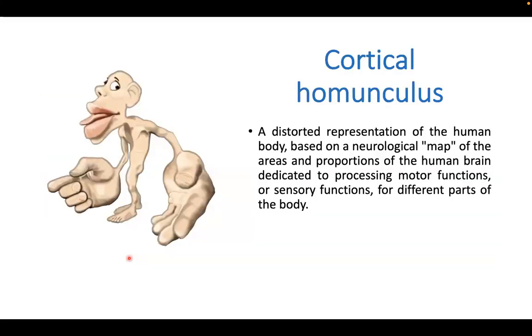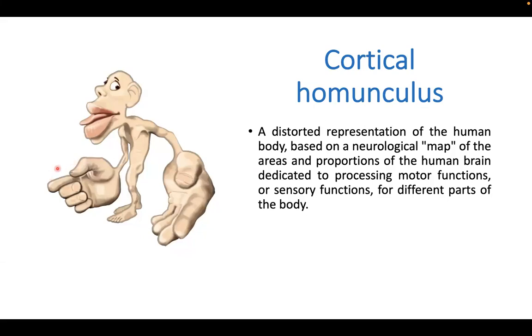Now, I want everyone to be reminded of the cortical homunculus. The word homunculus means a little man or a little human. As you can see, the cortical homunculus is a distorted representation of the human body based on a neurological map of the areas and proportions of the brain dedicated to processing the motor functions as well as the sensory functions for the different parts of the body.